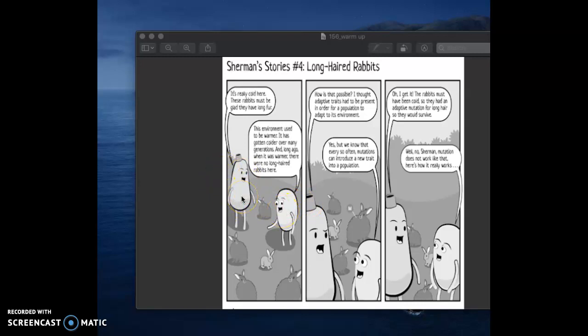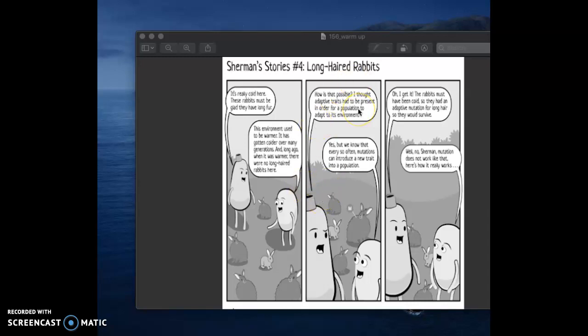Sherman starts off by saying, "It's really cold here. These rabbits must be glad they have long fur." Then Penny responds with, "This environment used to be warmer. It has gotten colder over many generations, and long ago, when it was warmer, there were no long-haired rabbits here."